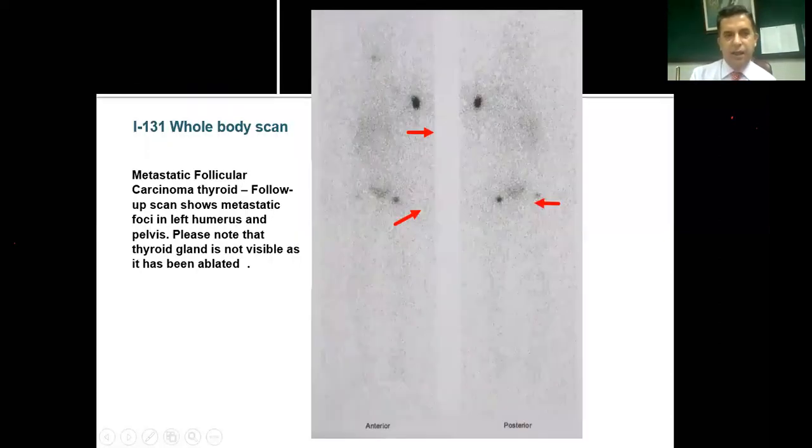Now, this is a metastatic follicular carcinoma, and the patient has a focus of uptake in the left humerus, which is also seen over here, and some other foci are also seen in the pelvis. If you note, the thyroid gland is not visible in the neck that prominently because it was ablated or removed surgically, but the disease has already metastasized to the humeral shaft.